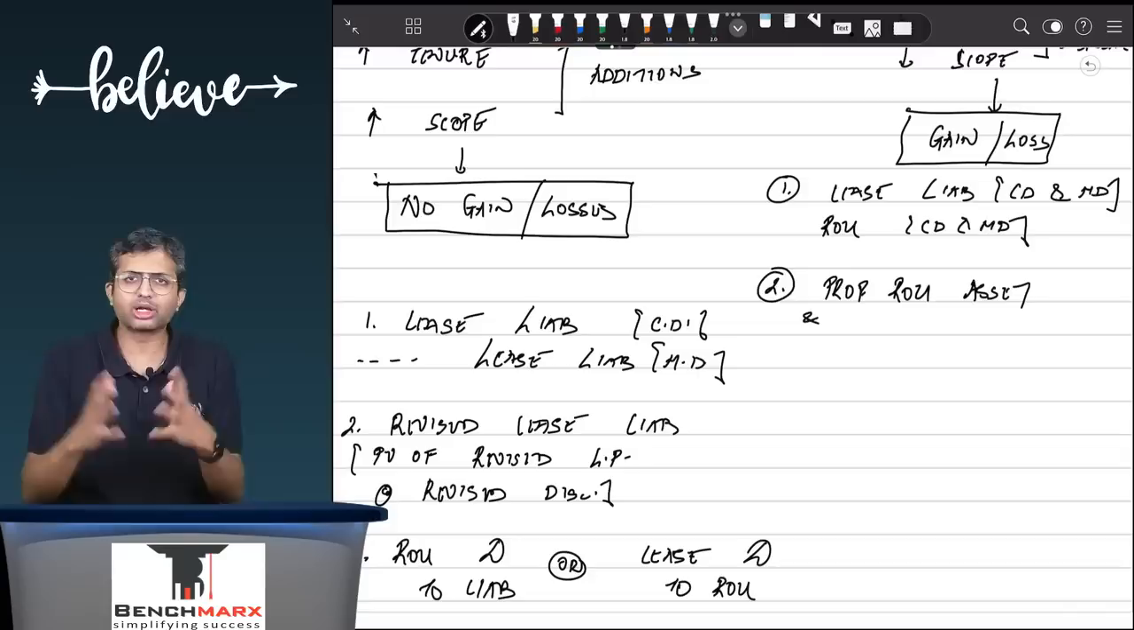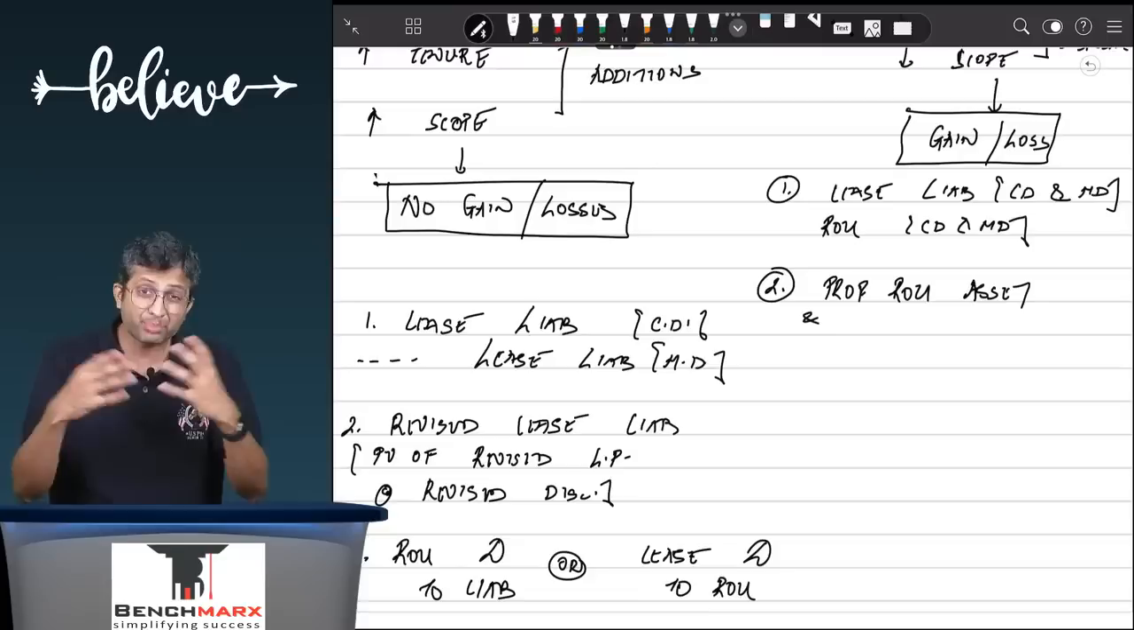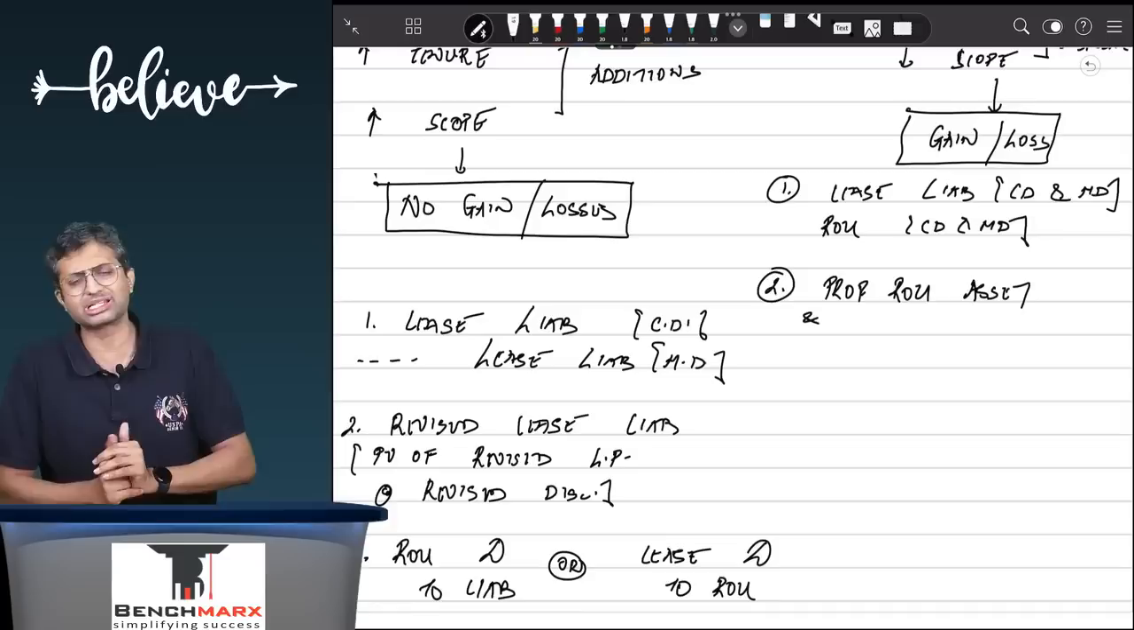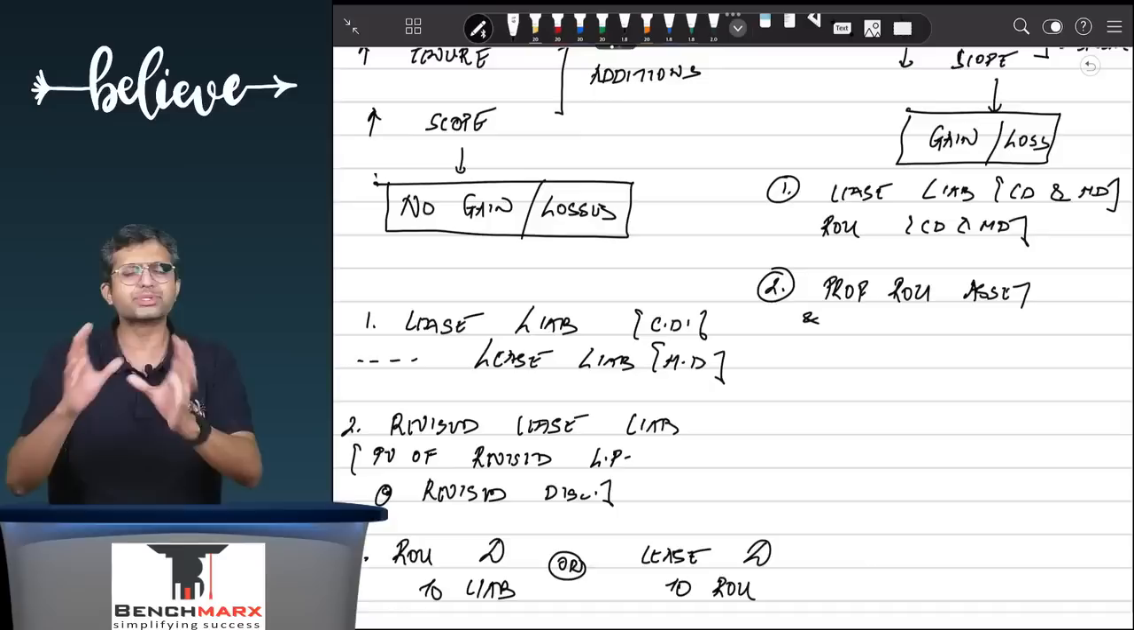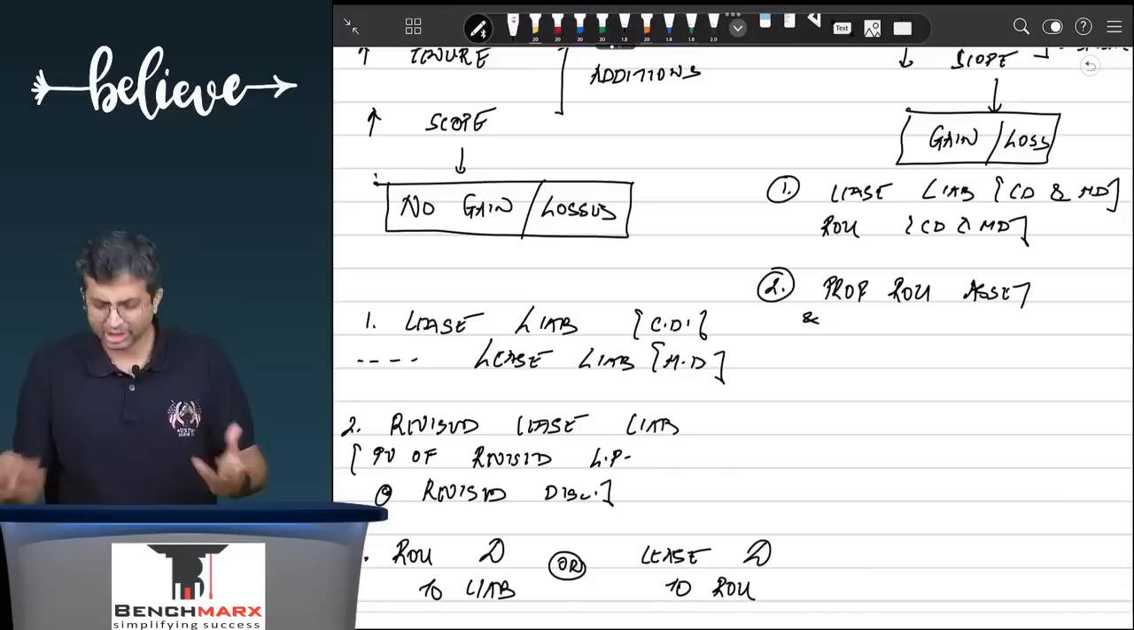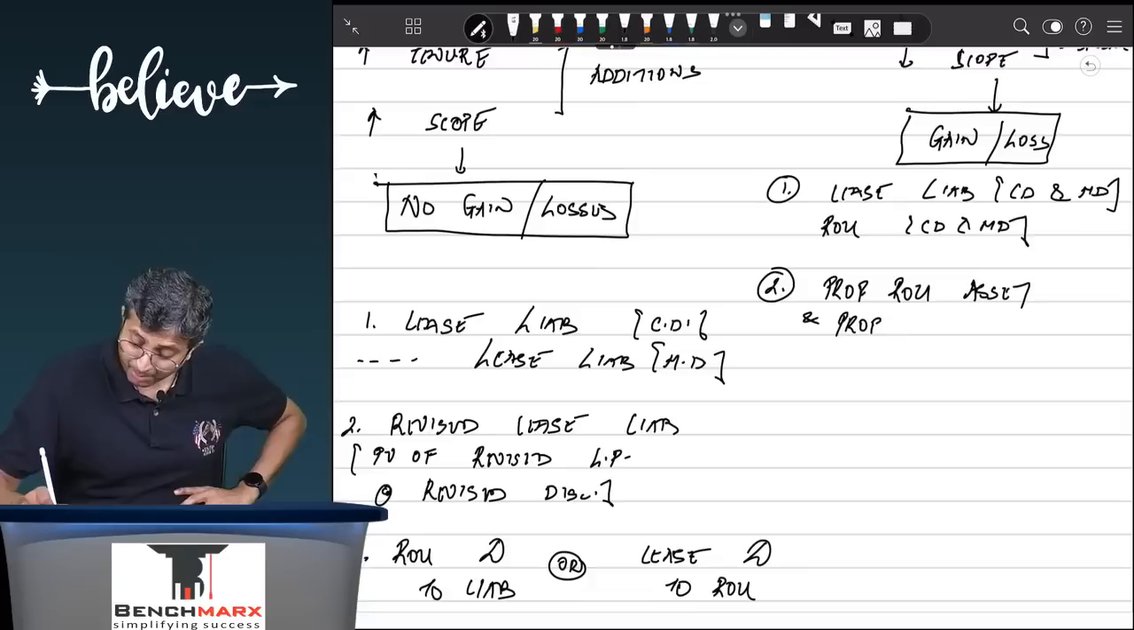Or you were earlier having 3000 square feet of area, now you are having only 1500 square feet of area, in which case you can broadly say that 50% of your area is no longer there, and hence 50% of your right of use asset is going out. So we will have to look at the appropriate proportion, and there are two sums in the institute's material where they have done slightly inconsistent ratios, but as a concept, you will take the proportionate ROU asset and the proportionate lease liability that is to be derecognized.